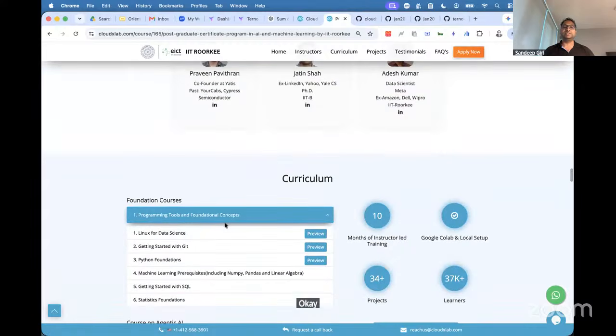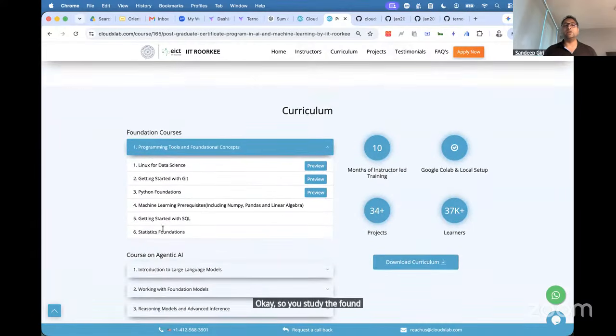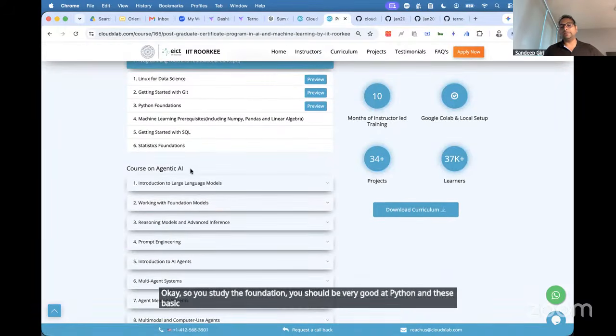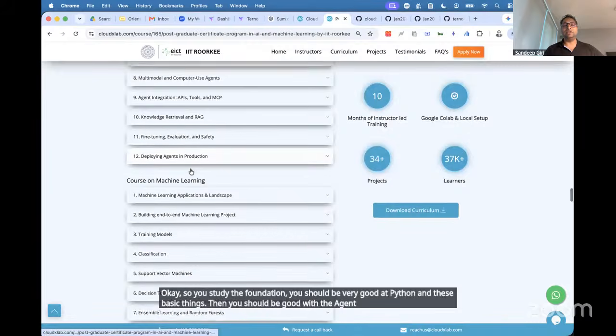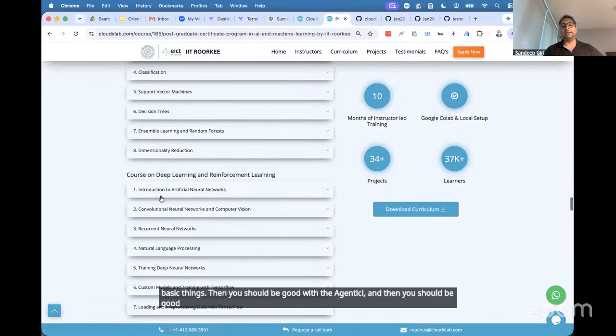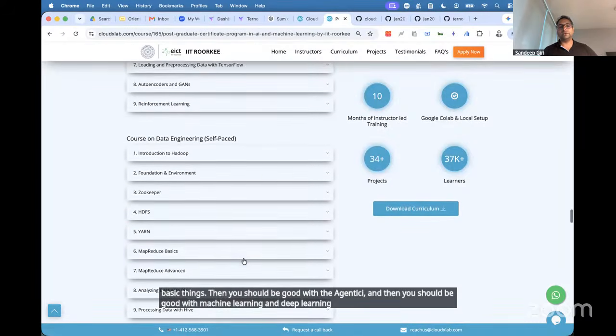Okay, so you study the foundation, you should be very good at Python and these basic things. Then you should be good with the agentic AI, and then you should be good with machine learning and deep learning.